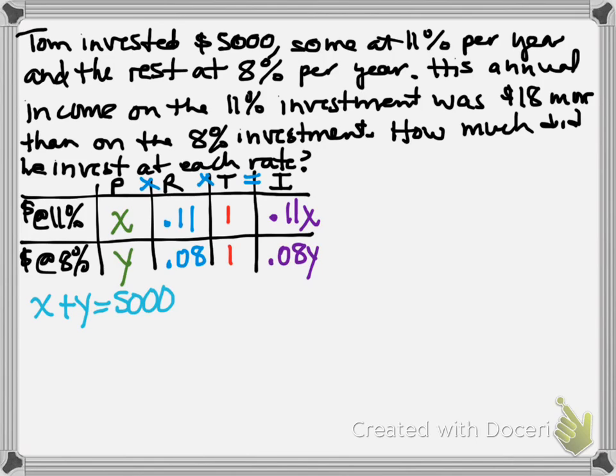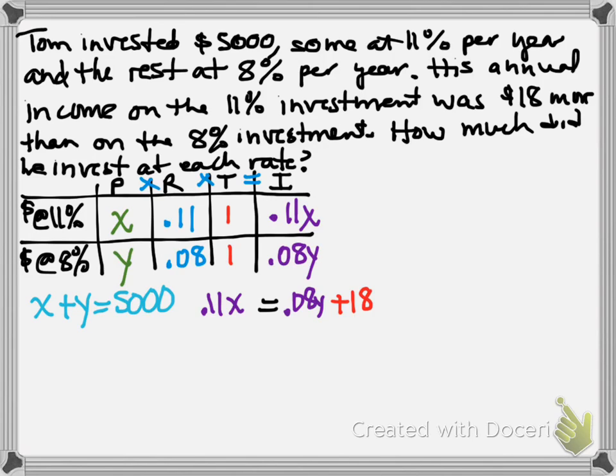Now I have to read the next sentence. It says his annual income, that's AKA interest, his annual income on the 11% investment was. So what that tells me is I've got an equals, and what I made in interest at the 11%, which is that 0.11x, was $18 more than, so that's a switcher phrase, so I'm going to write the plus 18 at the end, the amount at 8%. So the amount at 8% was that 0.08y.